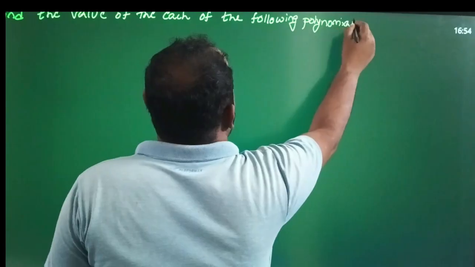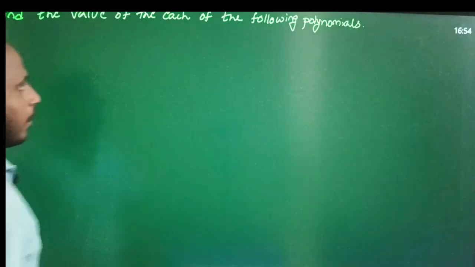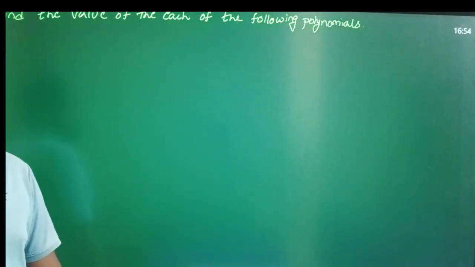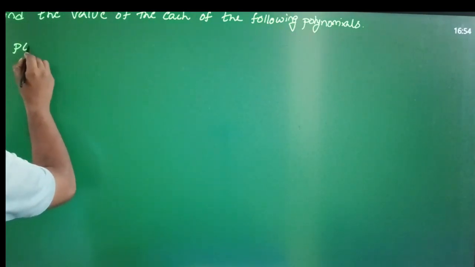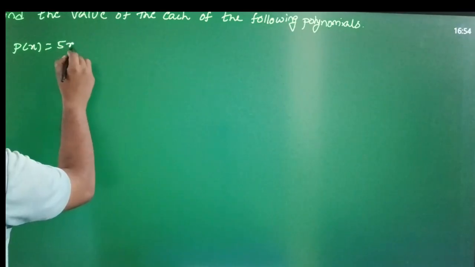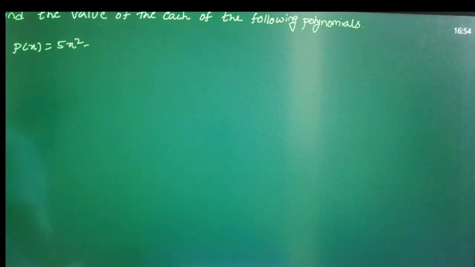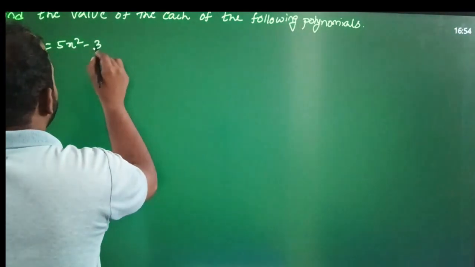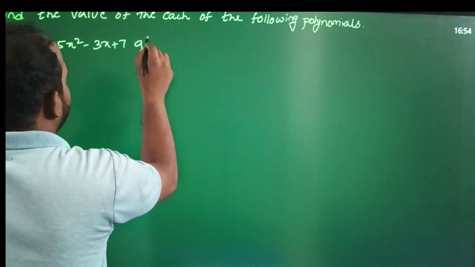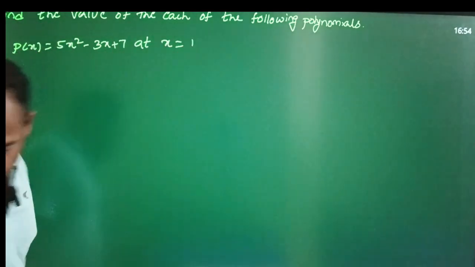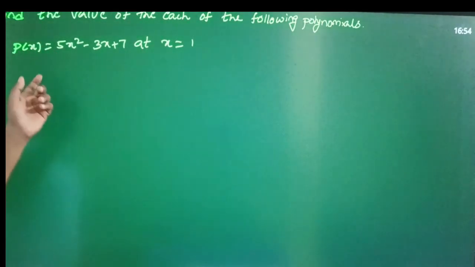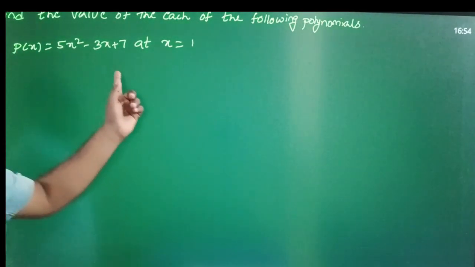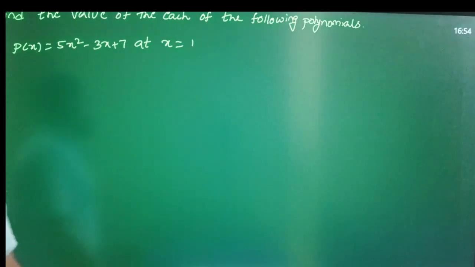Next, find the value of each of the following polynomials. First one, p of x equals 5x square minus 3x plus 7. Here x equals 1. Now we have to find the value of the polynomial p of x equals 5x square minus 3x plus 7 at x equal to 1.